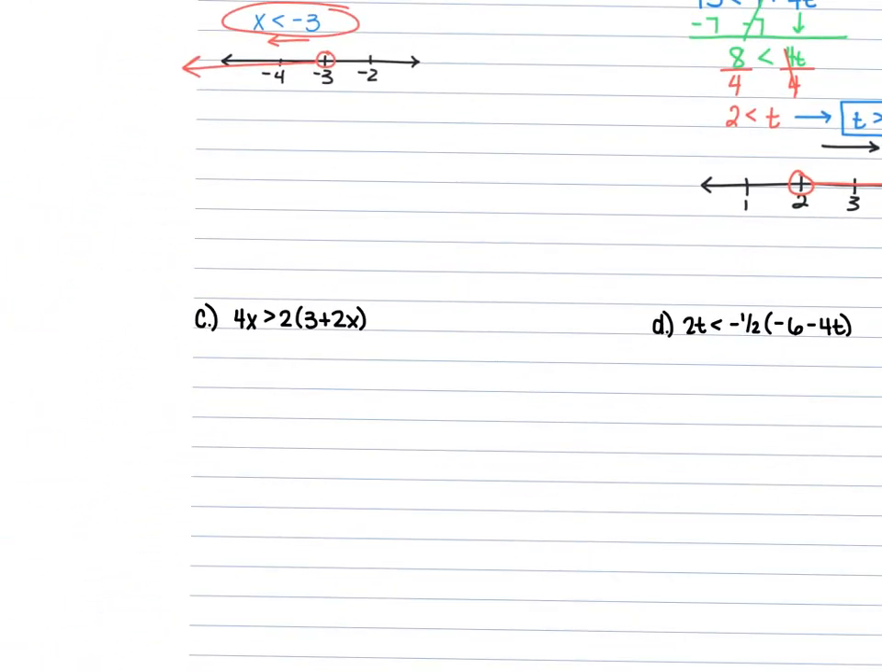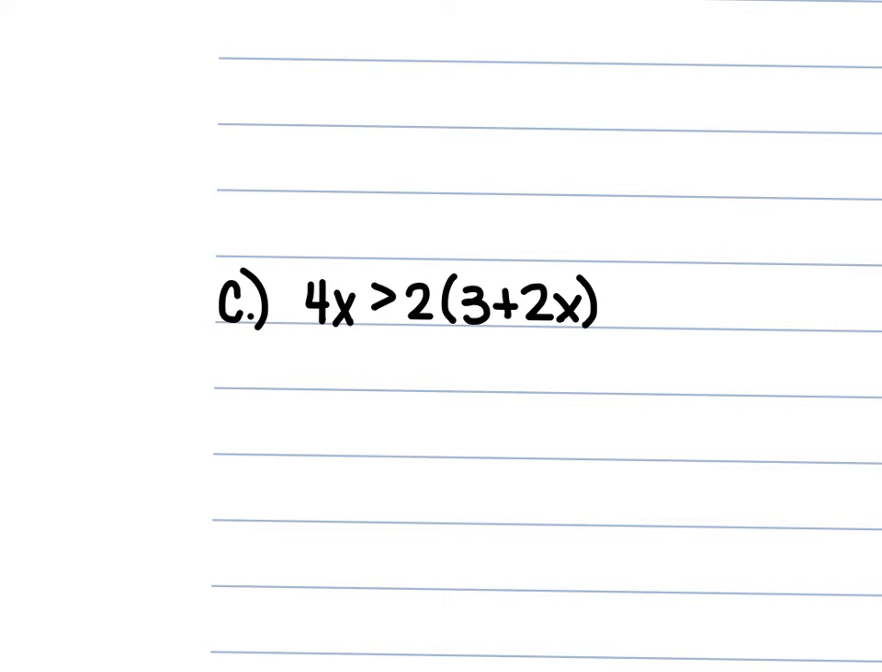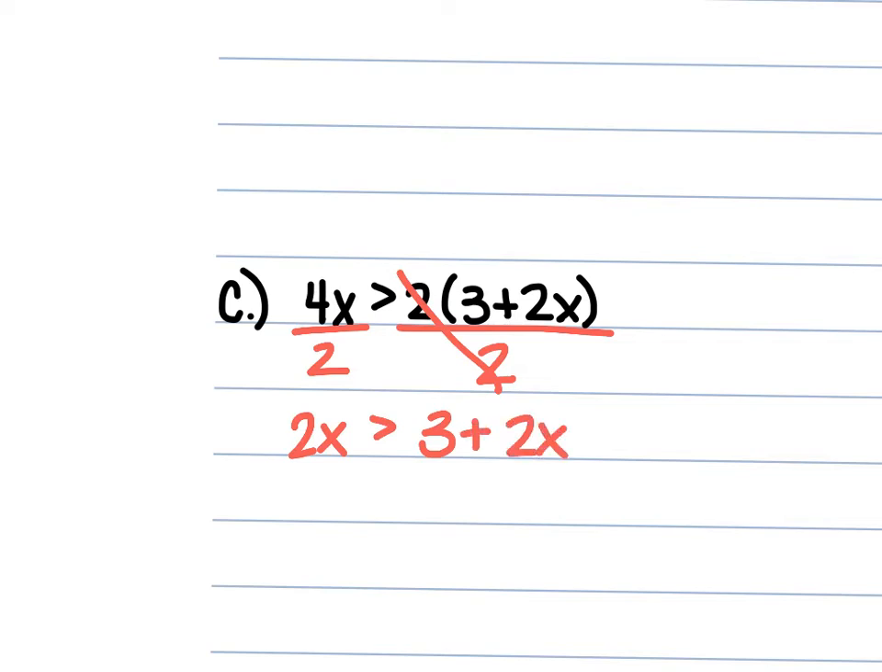If we look at example C, we have 4x is greater than 2 times 3 plus 2x. If you have something like the 4x and the 2 where the 2 is divisible into the other number, you can do that first instead of distributing. So I'm going to take the short way out of this and divide each side by that 2 to get 2x is greater than 3 plus 2x.